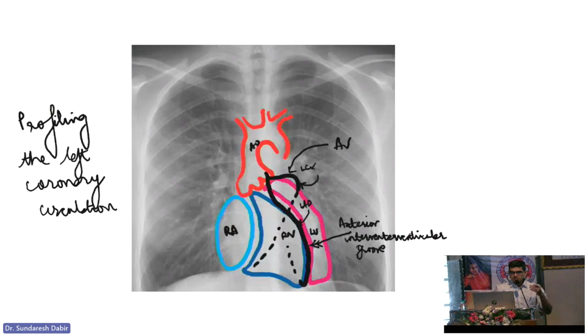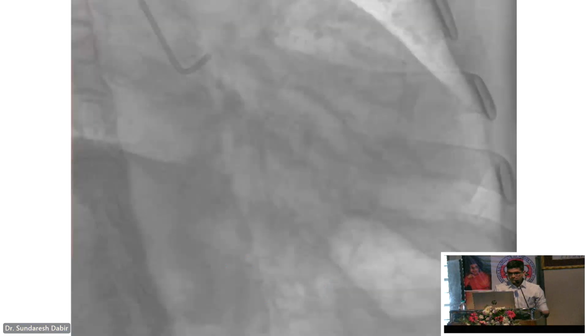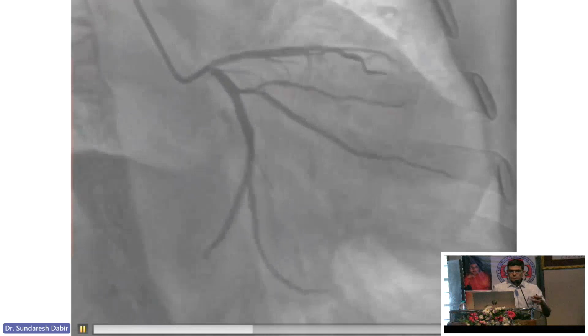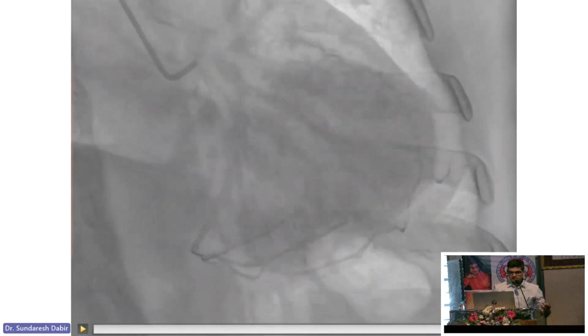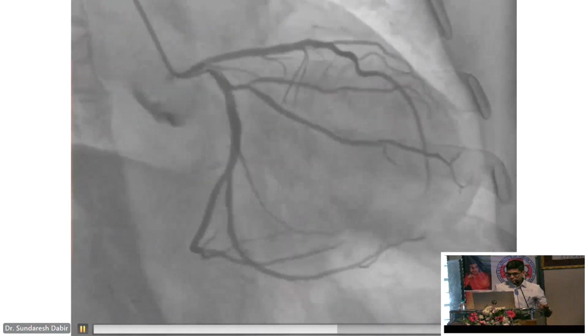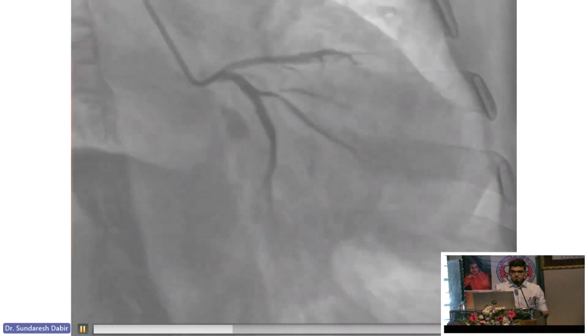Okay, so we have different views to profile the left coronary arteries. I'll just go quickly. So this is again ariocaudal, or at least apicaudal, because the spine is on the left side of the screen, isn't it? Just to superimpose where the ventricles look like in each view is this idea.